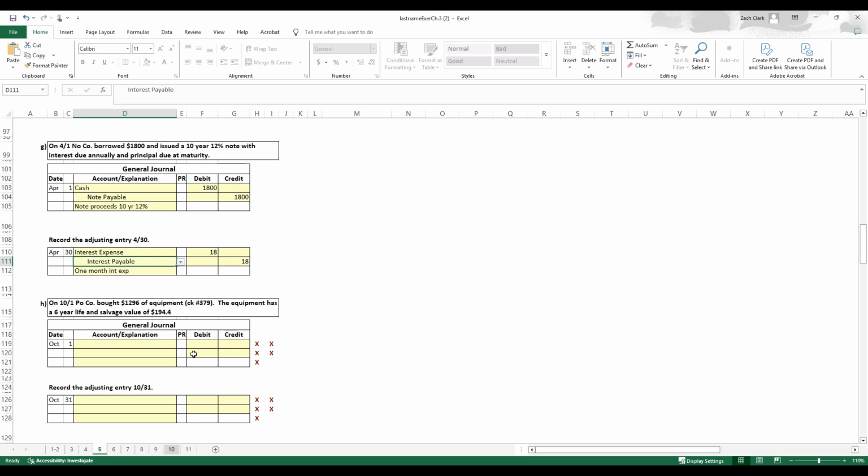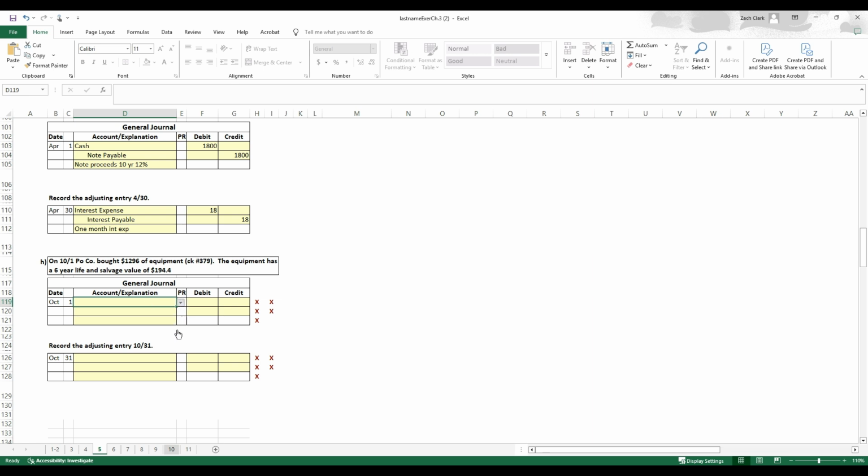Okay, now we've got another depreciation entry. So now we bought some equipment. So we're going to increase our asset for the equipment, and we paid with a check, so cash, $12.96, and I'm going to put 6-year life, SV 194.4. So this would be salvage value. Again, I'm just trying to do this a little bit more like what would actually be useful to know as an accountant later in your explanation. So when you go back, you can do your journal entry for depreciation, and you have the information that you need to do that calculation in the explanation of the original entry.